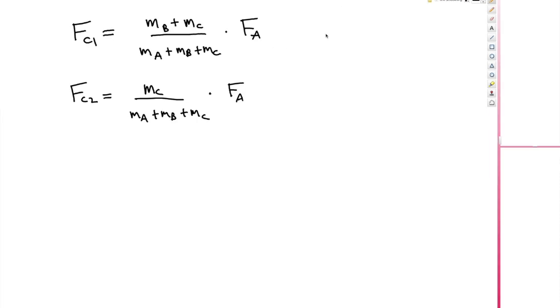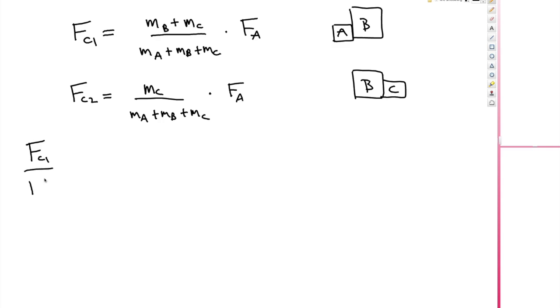So here was our expression for the contact force between block A and block B. And here was our expression for the contact force between block B and block C. So just by looking at them, you notice there's an extra term here for FC1, right? There's an extra mass in the numerator that doesn't appear in the numerator for the contact force FC2. So if you put any number for the mass of block B, FC1 is automatically bigger than FC2.